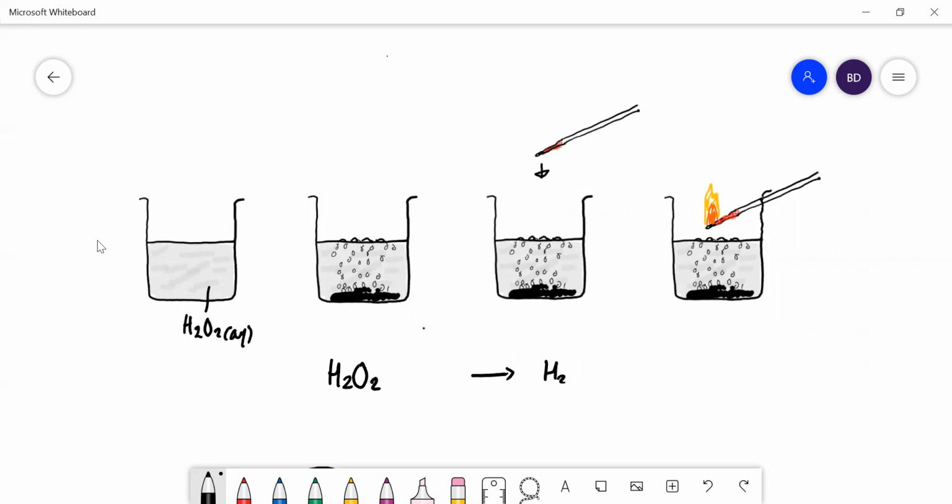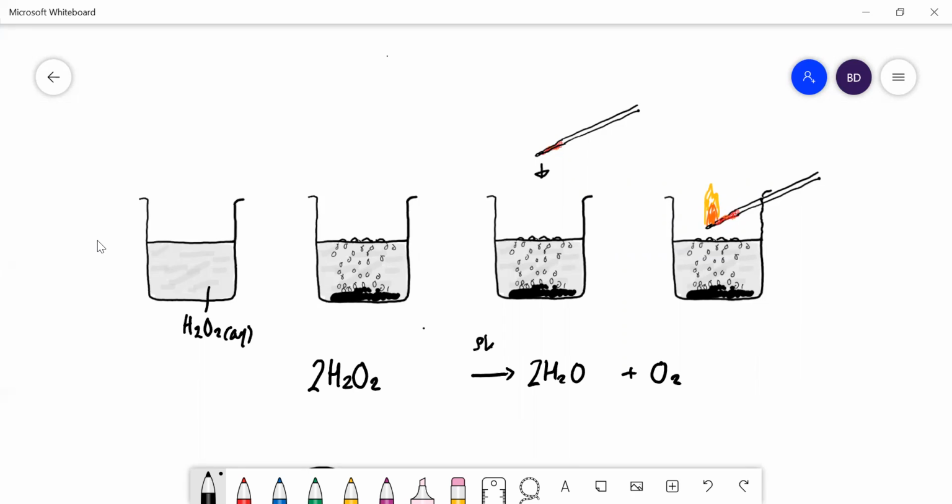water and oxygen. Now, in order to balance that, I've got too many oxygens on the right hand side, so I need to put a 2 there. That means I put a 2 in front of the water, and then it's all balanced. And so you can store hydrogen peroxide for years and it won't go off, because it's a very slow reaction.